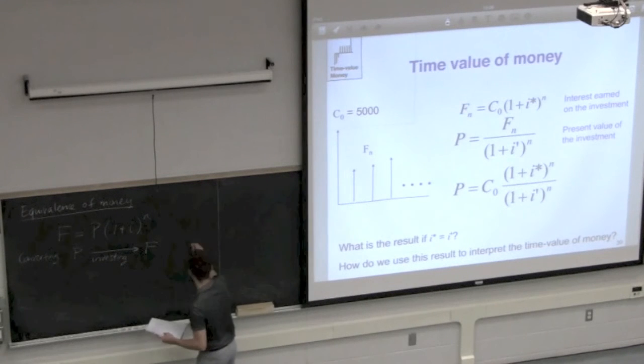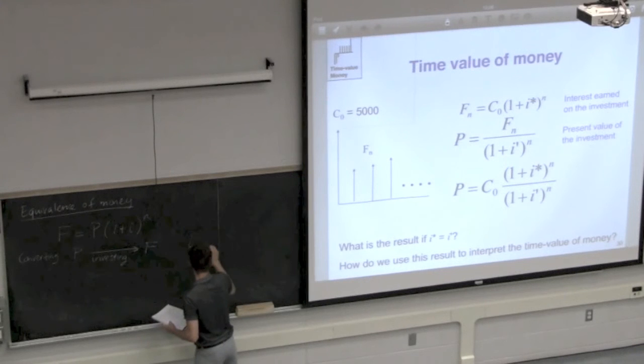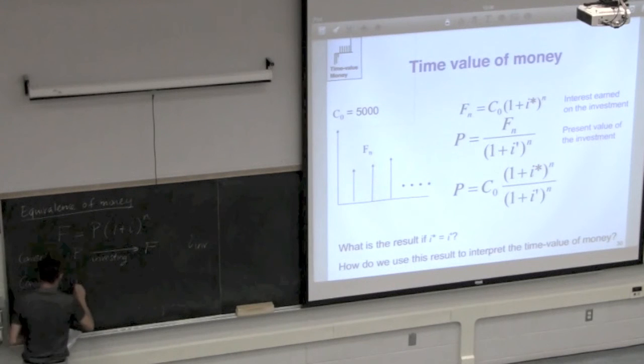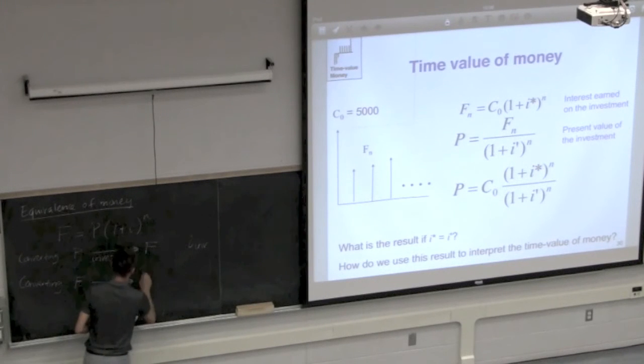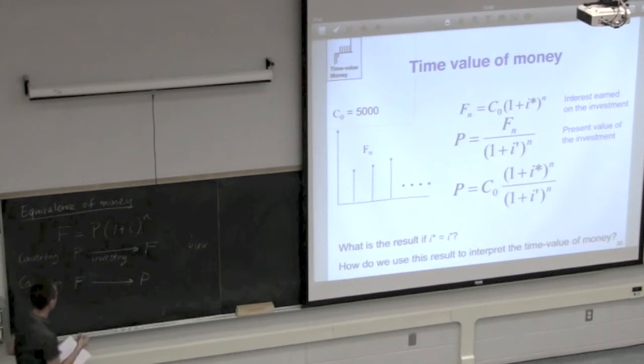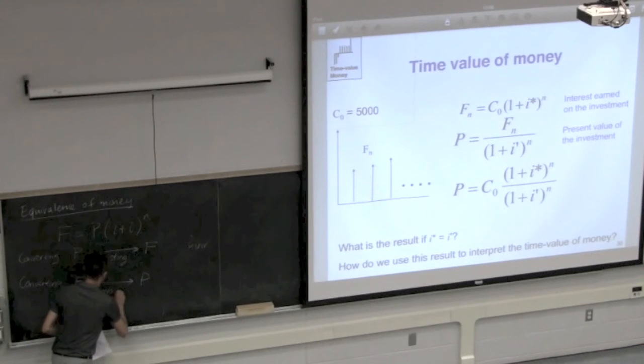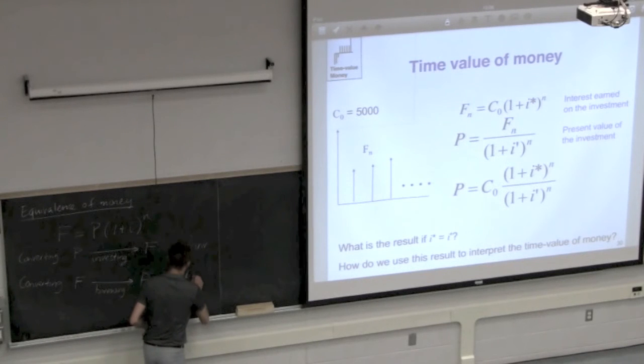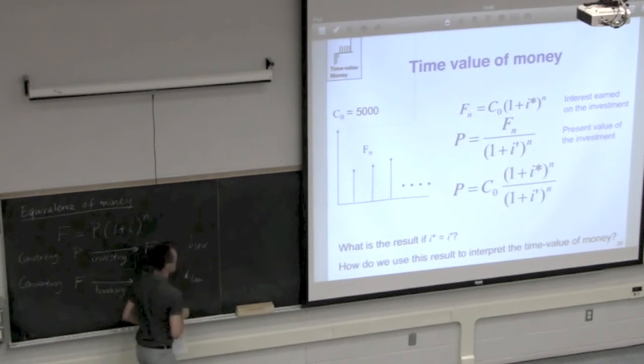And the rate that we use for that, let's just call it I subscript IND. Now when we convert future value into present day, one way you can interpret that is as borrowing. When you borrow money from the bank, you're taking future money and bringing it into present day terms, and that interest rate is I subscript loan. So that's the rate at which you loan money.